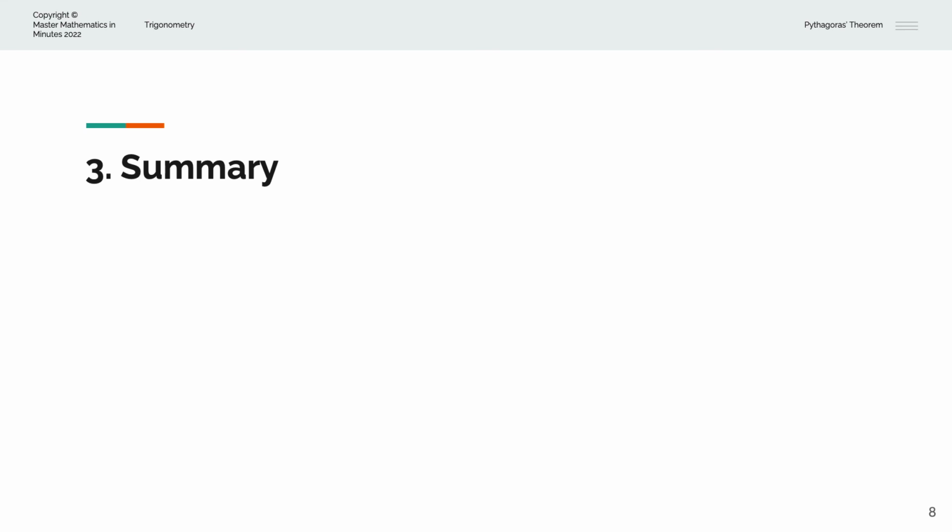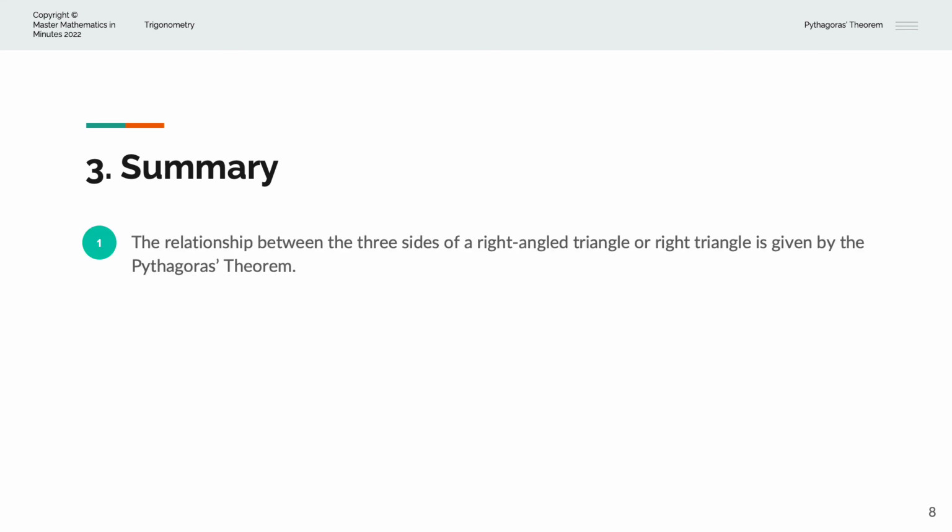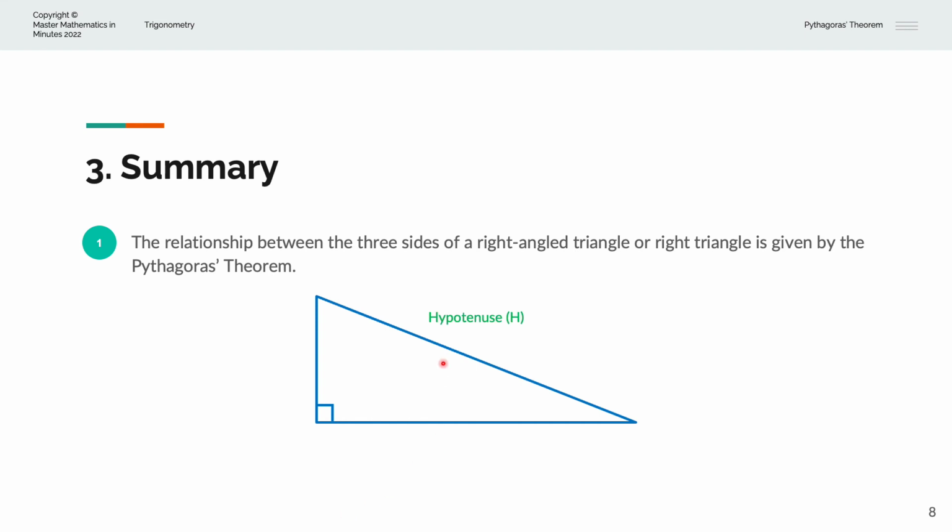To summarize, the relationship between the three sides of a right-angled triangle, or right triangle, is given by the Pythagoras theorem. Visually, we have a right-angled triangle, and the longer side of the triangle is opposite the 90-degree angle, and we'll call that the hypotenuse. We'll label this side as A, and label the two remaining sides as B and C, respectively. According to the theorem, A squared is equal to B squared plus C squared. So the hypotenuse squared is equal to B squared plus C squared.